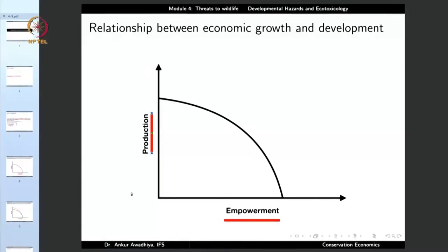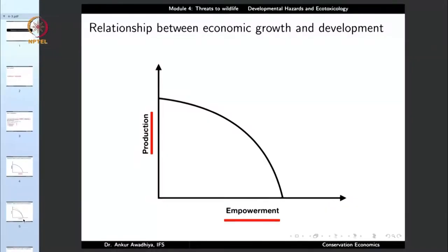Now, a curve such as this represents the production possibility frontier. Now, it shows us that there is a trade-off that needs to be made between production and empowerment, and different societies may choose different things. And in a number of cases, it might be difficult to have an excess of both of these at the same time. It is possible. It is what we are aiming at. But at times, there has to be a choice that needs to be made.